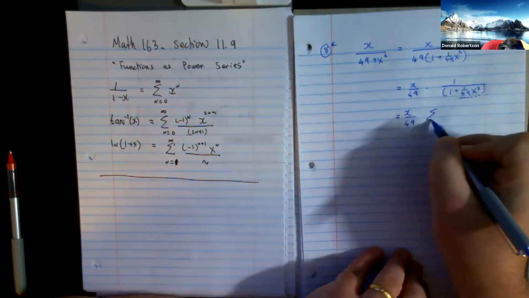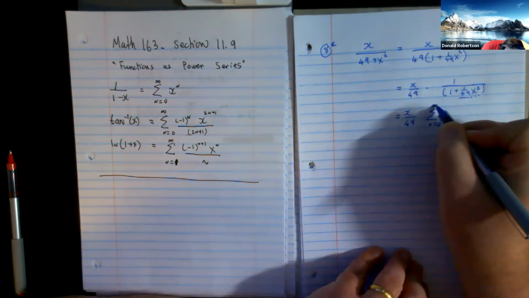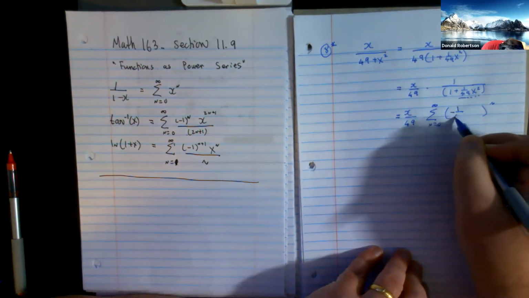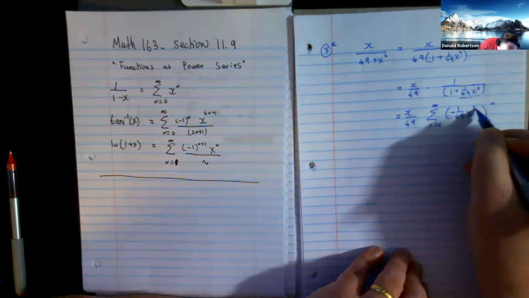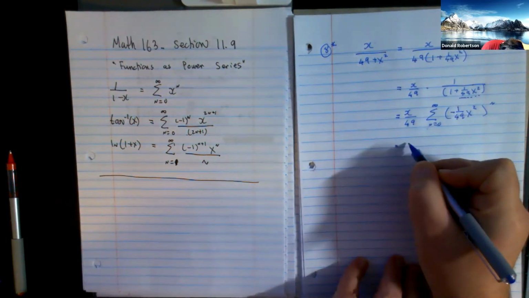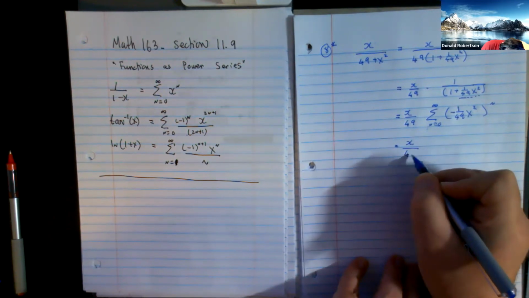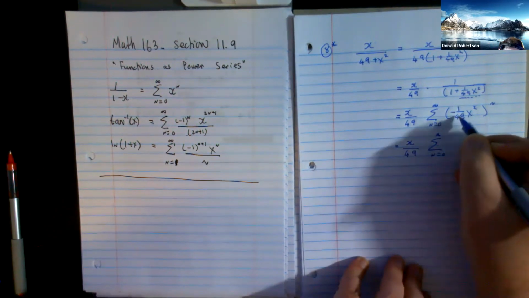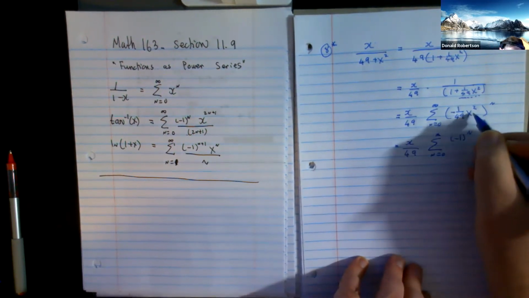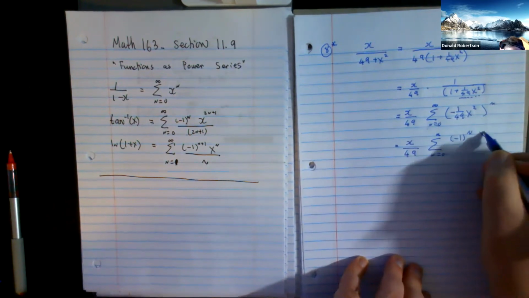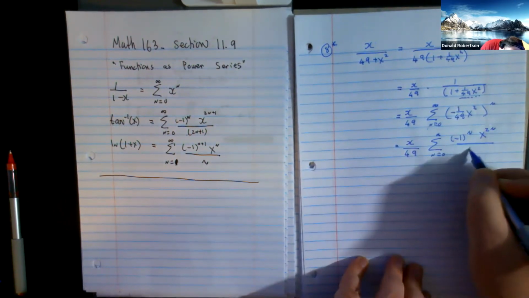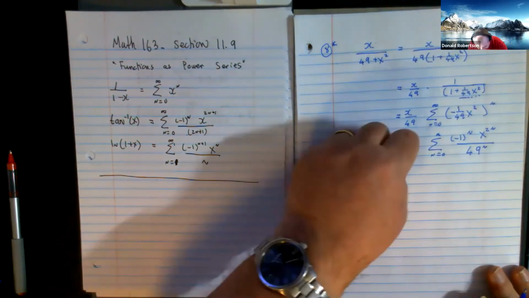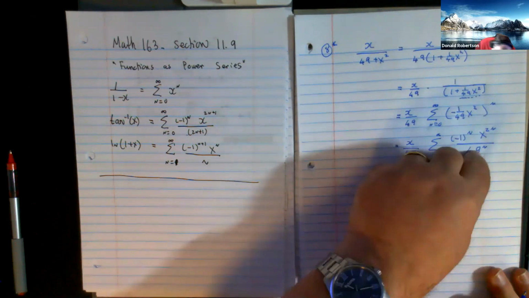So it's going to be sigma n equals 0 to infinity of negative 1/49 x squared. I'm going to get a negative 1 to the n. X squared raised to the power of n gets you 2n. And on the bottom, I'm going to get 49 to the n. And then I'll just bring the x inside the sigma and the 49.